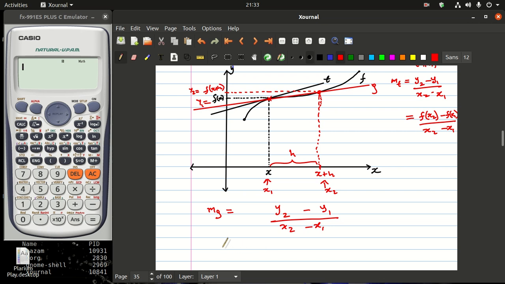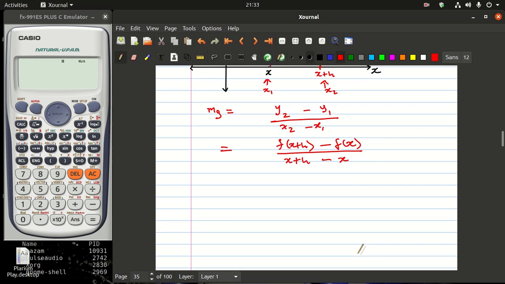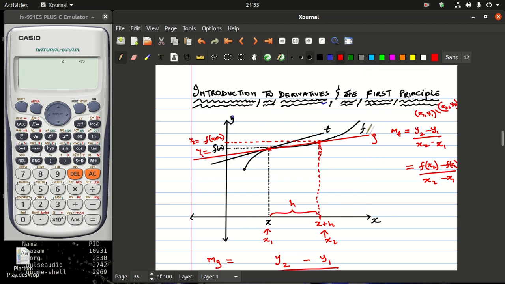So this one now is going to end up being f of x plus h minus f of x all over, if you look into this, our x2 is going to be x plus h, so I have x plus h, and then our x1 is actually going to be x. Now take a look, we can simplify this whole thing and say we have f of x plus h minus f of x, and then divide this whole thing by x, and x will go away and we are left with h. So we have found the slope of this line here.